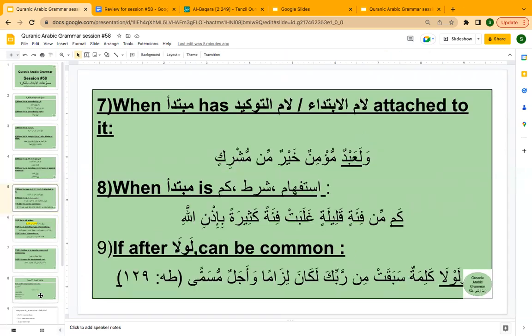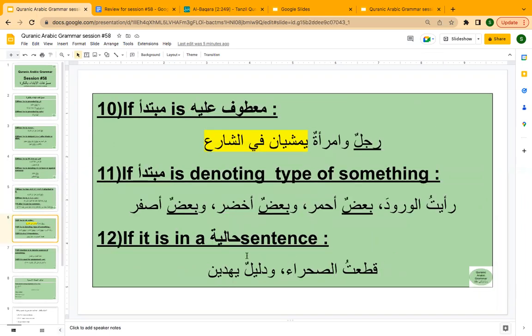But if your sentence is a jumla haliya, your mubtada can be common, and here you can see dalilun is common. I crossed the desert while a path led me, while the path was leading me. So keep that in mind. Dalilun is common because it is the mubtada of a jumla haliya. I'm going to leave the translations for you, inshallah, when I send you my notes, so don't be overwhelmed with that.